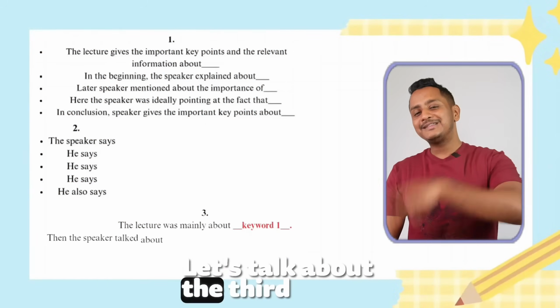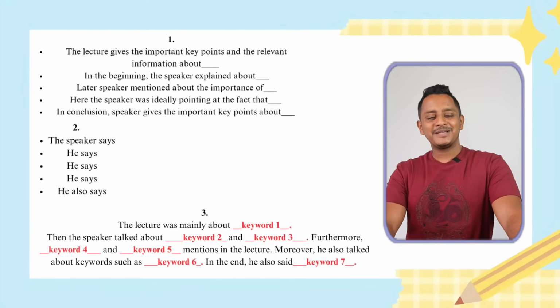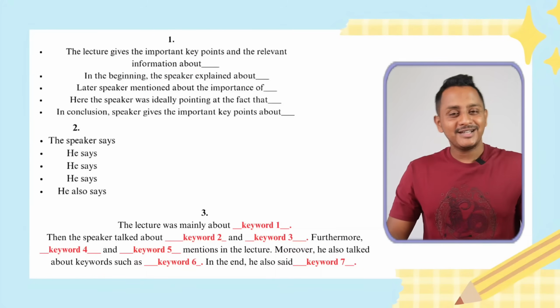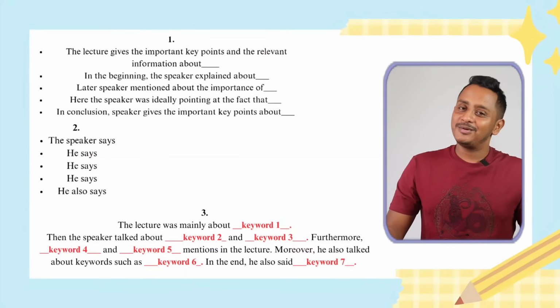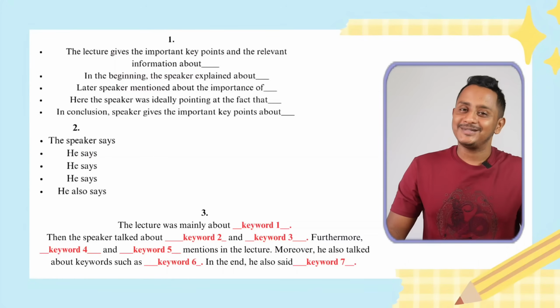Now let's talk about the third template that I'm showing on my screen right now, which is only keywords. The lecture was mainly about keyword 1. The speaker talked about keyword 2 and keyword 3. Furthermore, dash and dash are mentioned in the lecture. Moreover, he also talked about keywords such as keyword 6. In the end, he also said keyword 7.